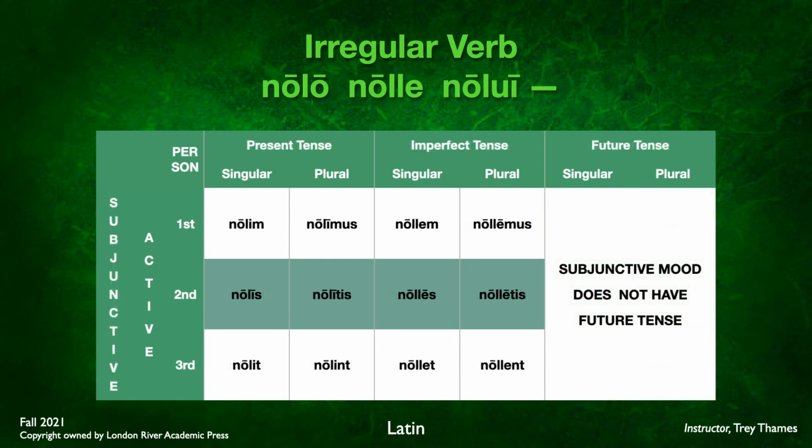Subjunctive, again, nolim, nolis, nolit, nolimus, nolitis, nolint. And then the imperfect subjunctive, take the infinitive, nolle, plus your endings.